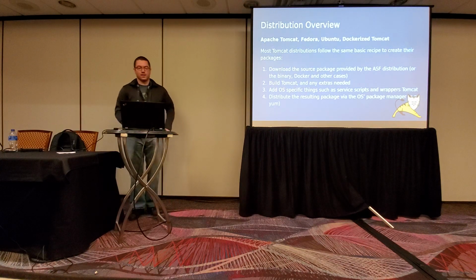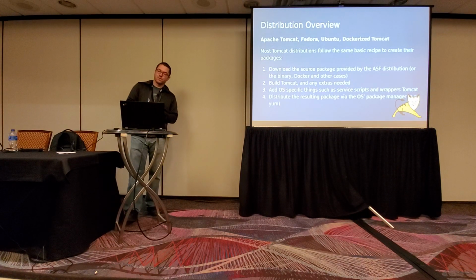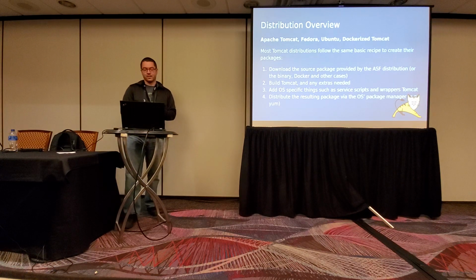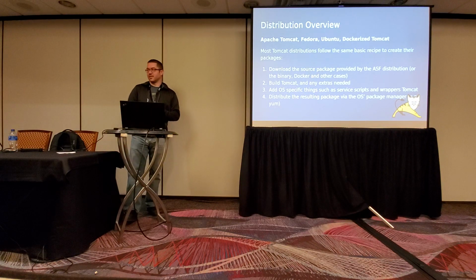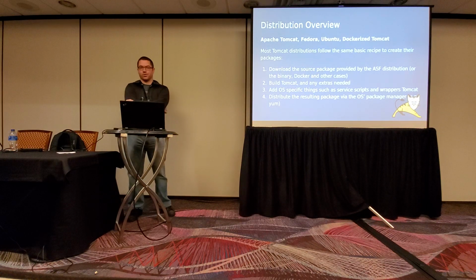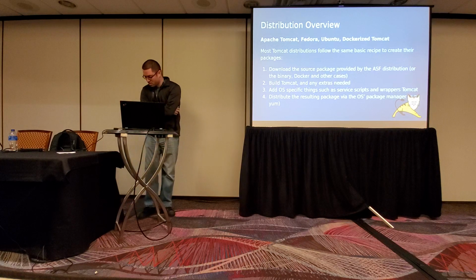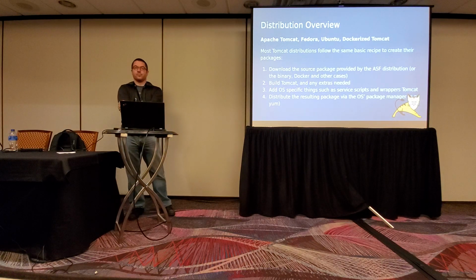All right. So for the overview, basically all distributions follow the same sort of four-step formula here. They download the source package, except for Docker and some others. They use the pre-built binaries. Then they build Tomcat and any extras that's needed, add the OS-specific things like service wrappers for Fedora's systemd, and then distribute that through the package manager for the OS.